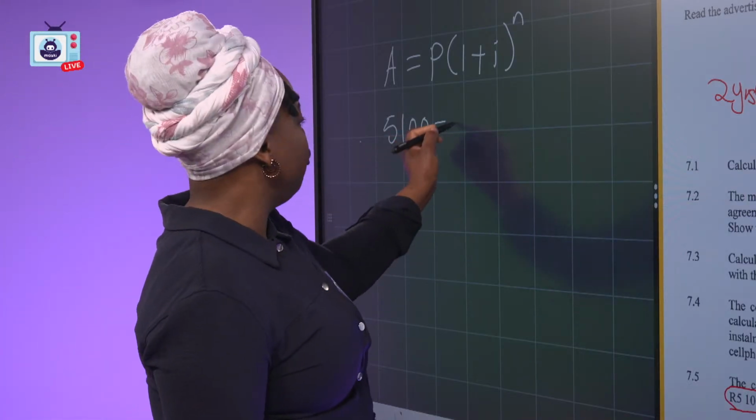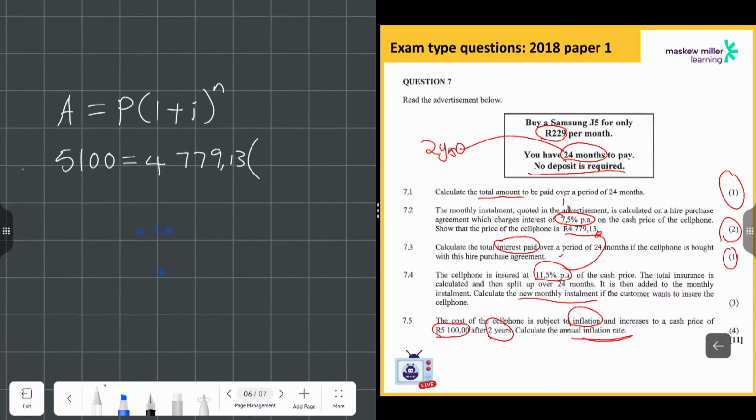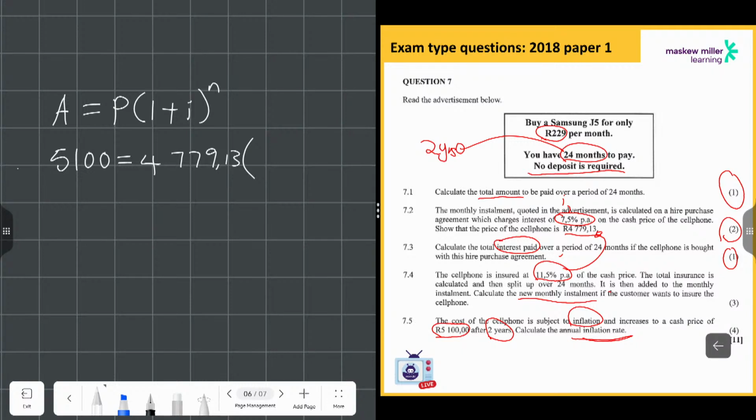Then I have 4,779 and 13 cents, which is now my P, or the money that it was before. Then my I is what I'm looking for, so I'm going to just leave it like that. But I do have the N, which is over 2 years. So I'm going to write my 2 there as 2 years.